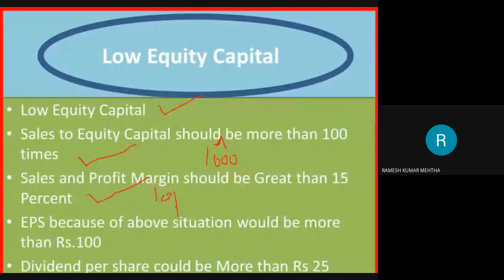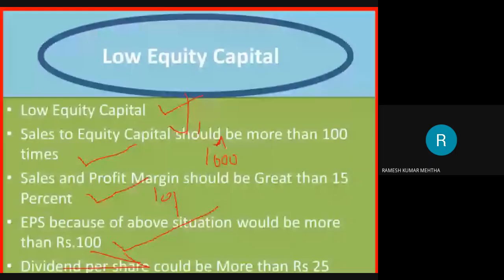In this case the company's sales were 1,000 times, and the profit margin was greater at 15%. In the other case, it was 10%. Because of this, the earnings per share of the company with low equity share capital is very high, and eventually the company pays a good amount of dividend.